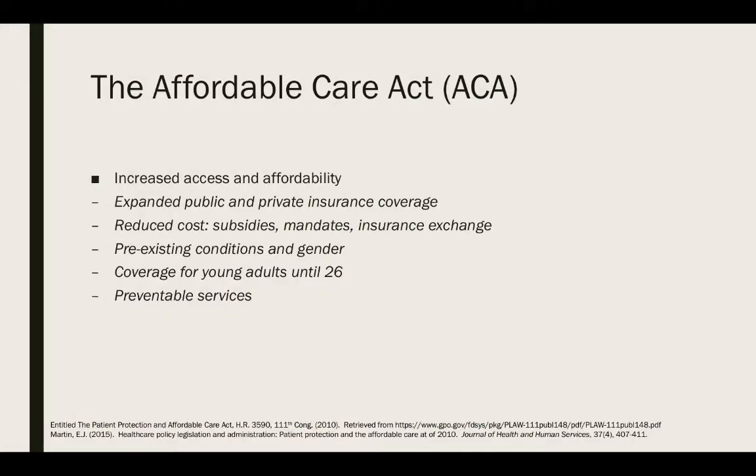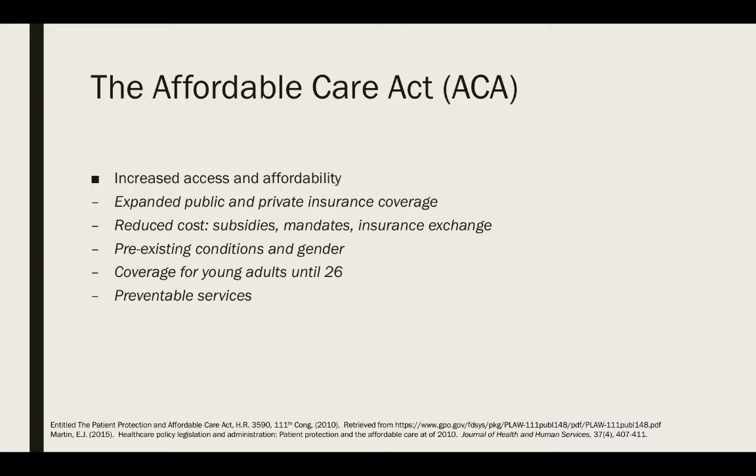To make insurance more available to all, the ACA focused on increasing access and affordability of health care. It expanded public and private insurance coverage and worked towards reducing costs through subsidies, mandates, as well as the insurance exchange program. Other aspects focused on ensuring that insurance premiums would not increase based on pre-existing conditions, excluding tobacco use, or even gender.